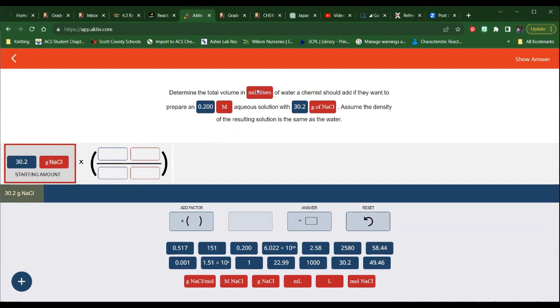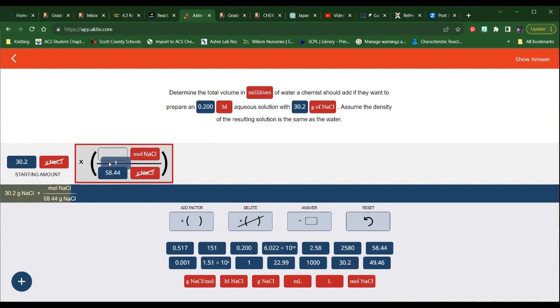First, we need to find moles. So we want grams per mole. And in order to find moles, we take mass divided by molar mass. So you could put this here and then put in the molar mass of sodium chloride, which if you calculated should be the 58.44. Okay, so that's one way you can think about it.